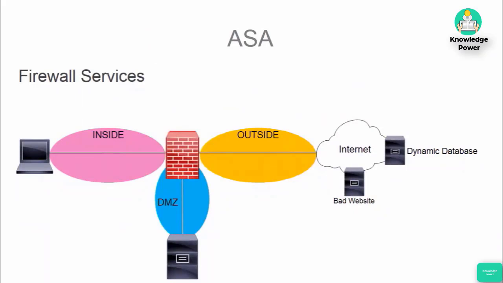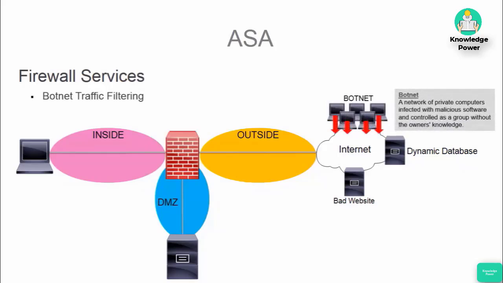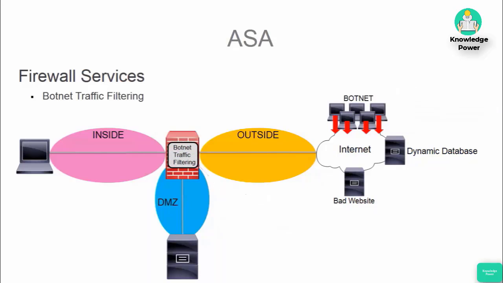ASA firewalls can be configured with advanced firewall services for additional protection. Botnet traffic filtering is a service that can be enabled, along with a license, to protect against botnet and other suspicious activity. A dynamic database hosted by Cisco updates botnet-enabled ASAs with blacklisted domains. When clients try to connect to sites that match a site from the dynamic database, the ASA can log and drop the connection attempts.